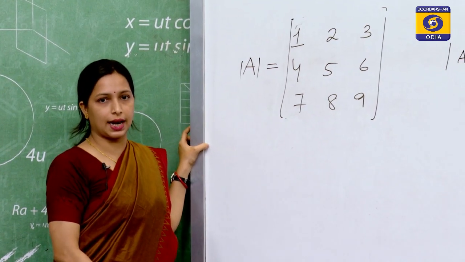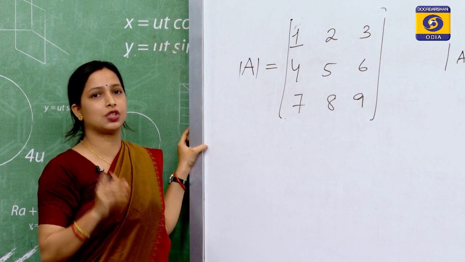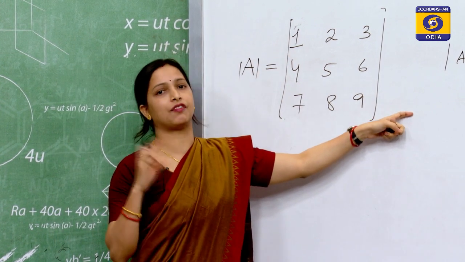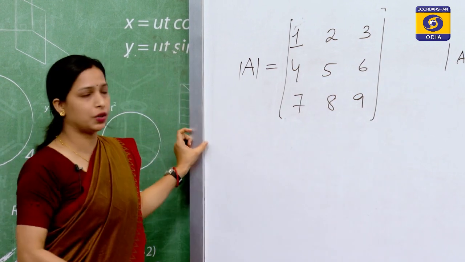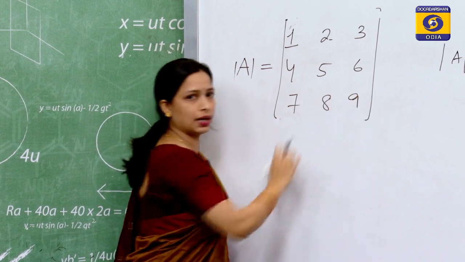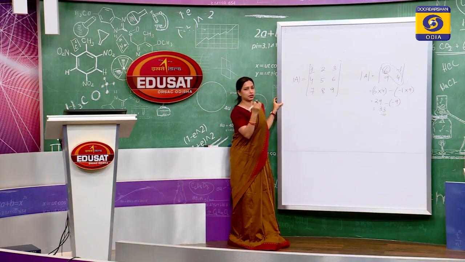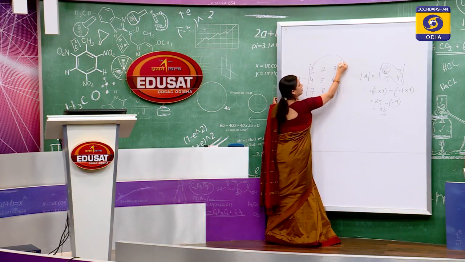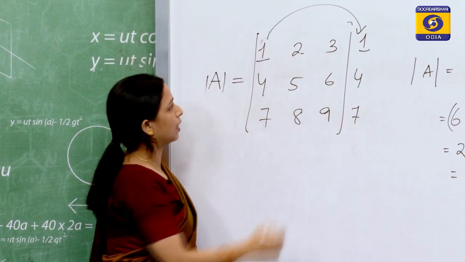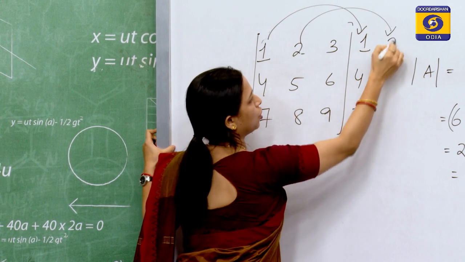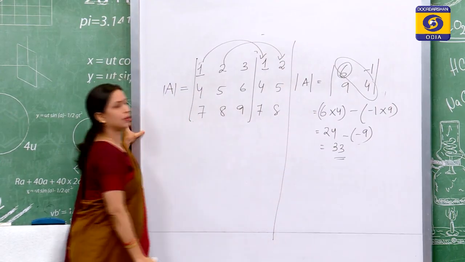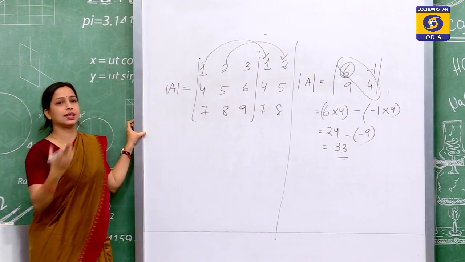As you can see in the slide, repeat the first 2 columns and add it to the determinant to make 5 columns. So, here what we do? We repeat the first 2 columns and add it next to the last of the third column, right. So, we repeat 1, 4, 7, again we repeat this column 2, 5 and 8, right. Okay. What is the next step?